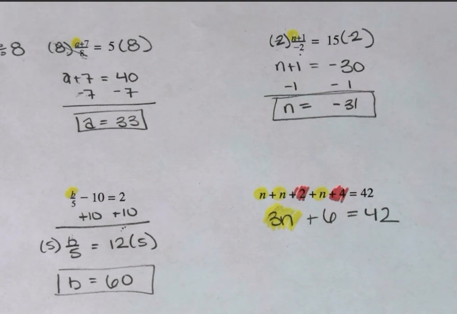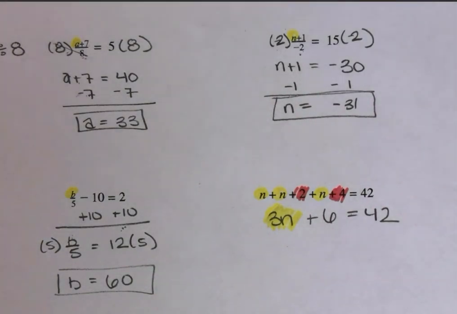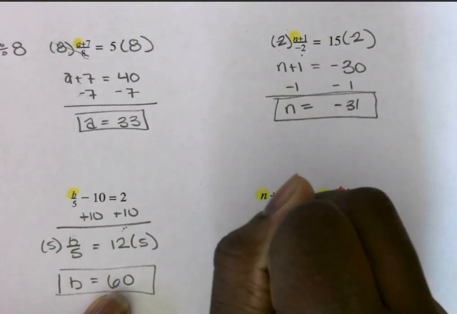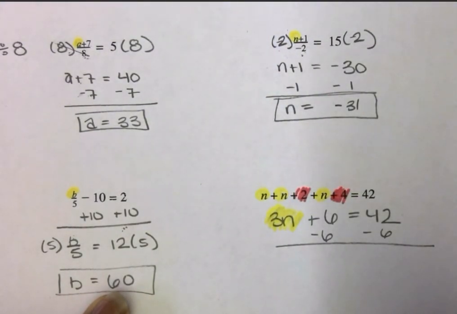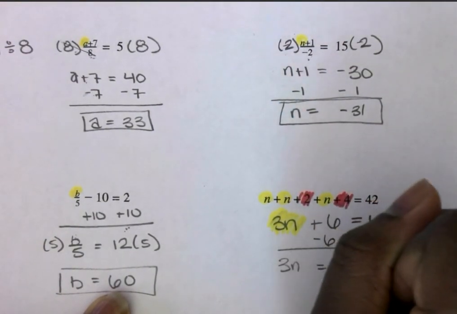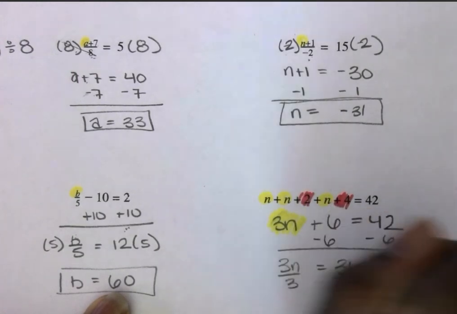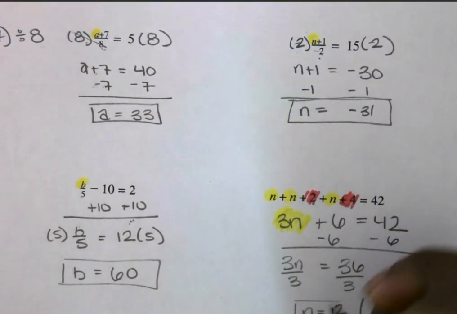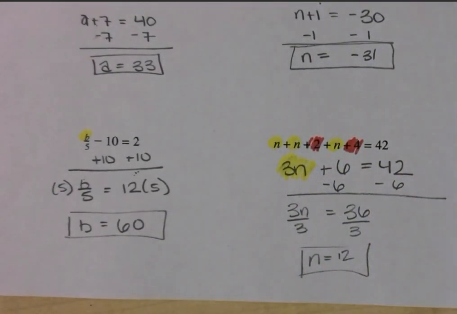Alrighty, I'm going to finish the last one, and then I'm going to give you guys your 5-minute break. So here, and I see you, love, I'll be right there, okay? Alright, so we're going to subtract by 6 from both sides, because that's the opposite. I now have 3n is equal to 36. I divide by 3. My n is equal to 12. Right. Alrighty, y'all. I'll see you back in about 5 minutes.